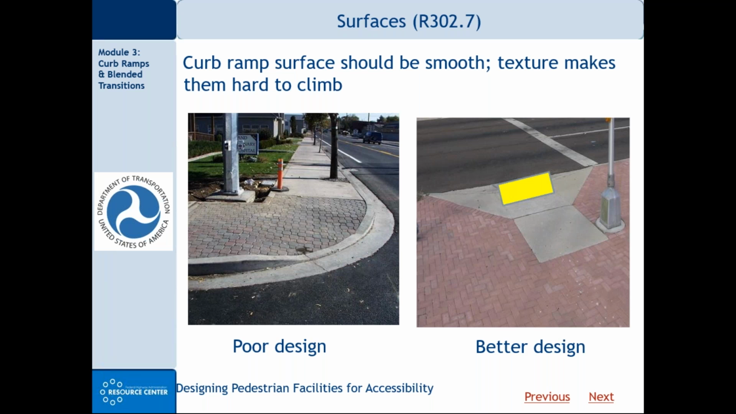So PROWAG would allow both of these surfaces. I don't know if PROWAG would allow this ramp. It looks like the flare is kind of steep here, and I'm not sure there's much of a landing there. But assuming this was compliant in other aspects, PROWAG does not prohibit a paver block or brick ramp. I personally don't recommend them.